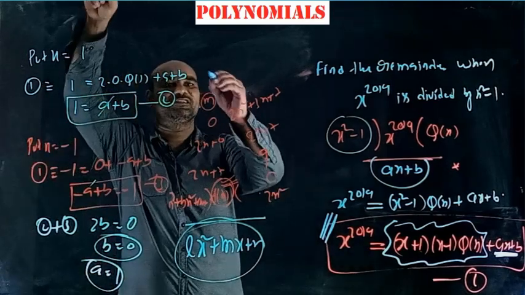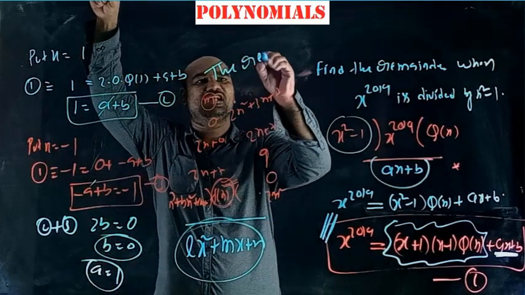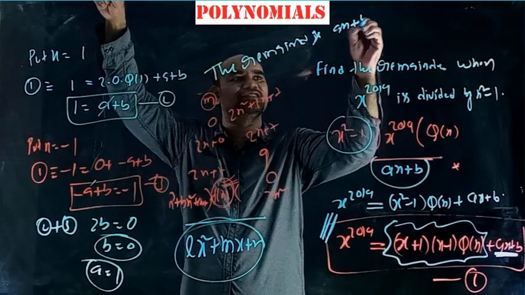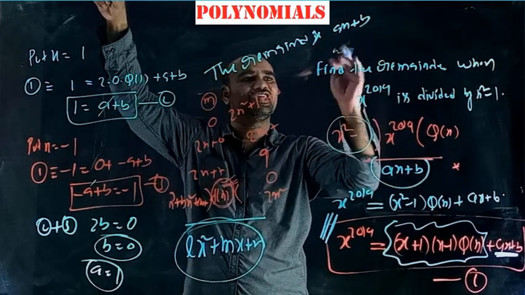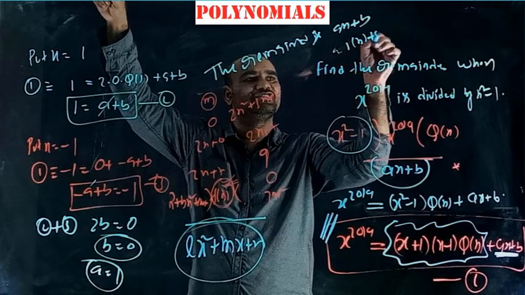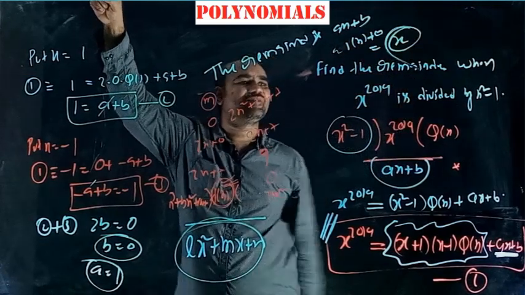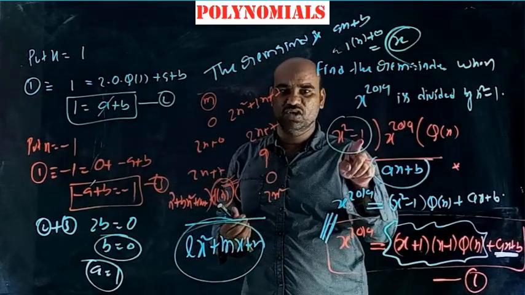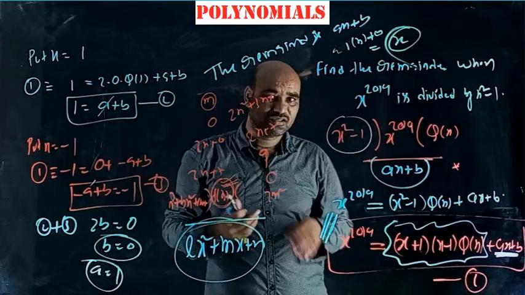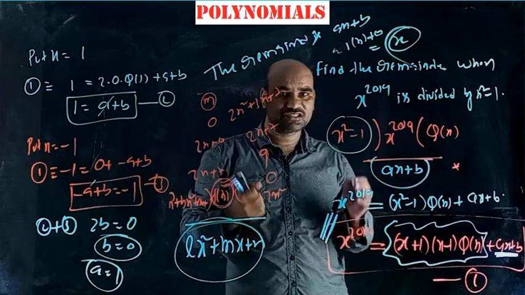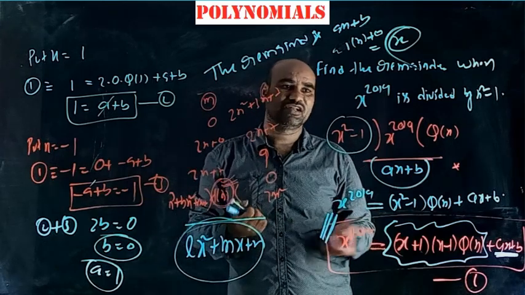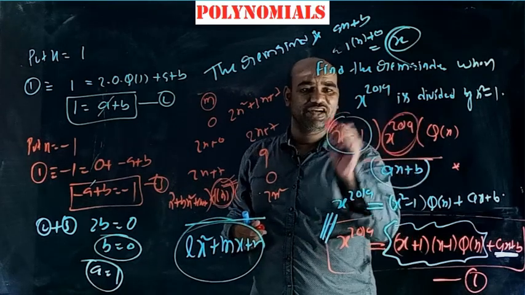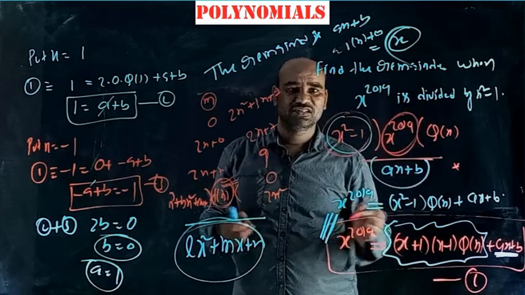So the remainder is ax plus b. What is a here? We got a is 1. 1 into x plus 0 means x. x is the remainder when x power 2019 is divided by x square minus 1. By using the remainder theorem and factor theorem concepts, we got the remainder. So the remainder is x: when x power 2019 is divided by x square minus 1, the remainder is x.